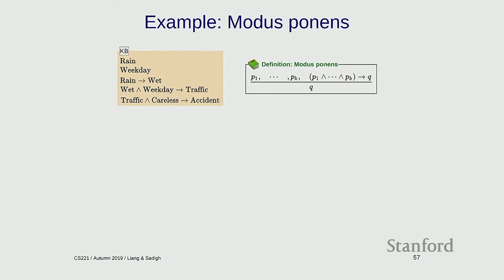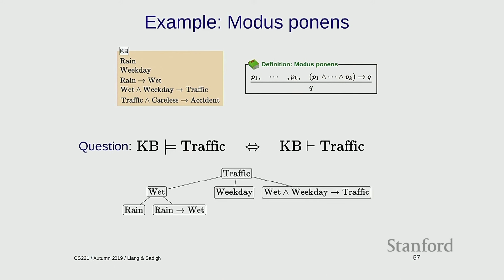Just a quick example of this. Imagine this is your knowledge base, and you're asking the question: is there traffic? Remember, because this is a set of only Horn clauses, and we're using modus ponens, which is complete, entailment is the same as being able to derive it using this particular rule. You would do it in the following way. Rain implies wet, gives you wet. Wet, weekday, and wet and weekday implies traffic, gives you traffic, and then you're done.